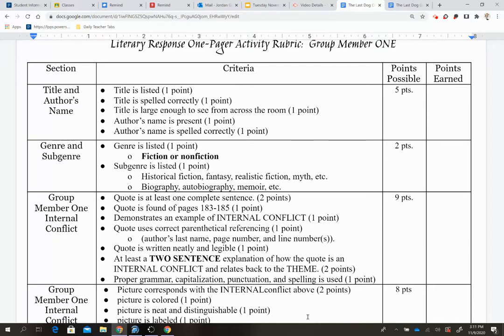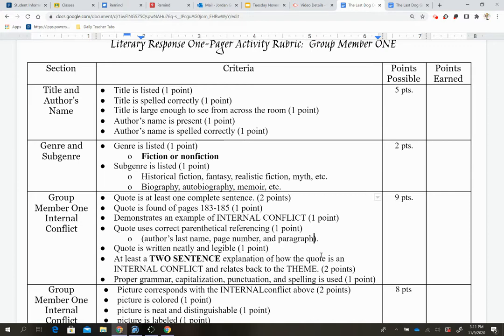For this one, the story is not done by lines. So instead of line number, you're going to put the paragraph number. Let me back this up. I'm going to change this to paragraph. So you're going to put paragraph number instead of line number. And it says, quote is written neatly and legibly. That's 1 point. That means, can I read it?